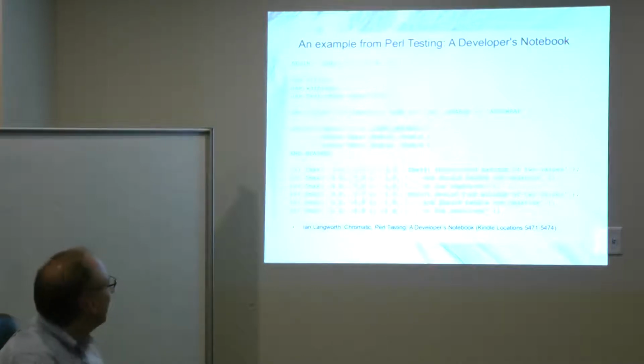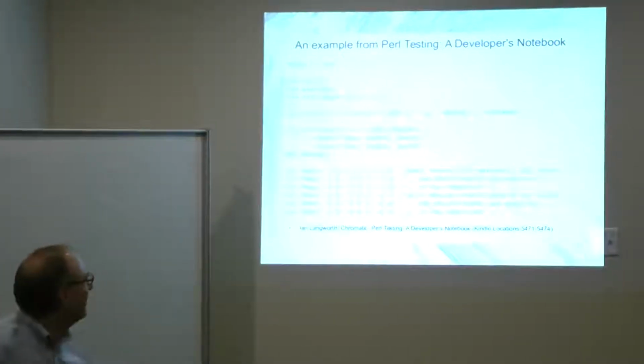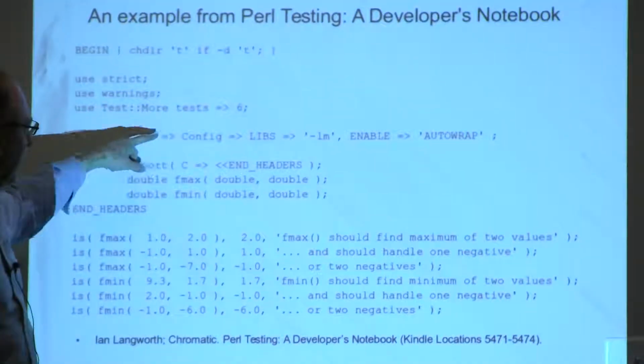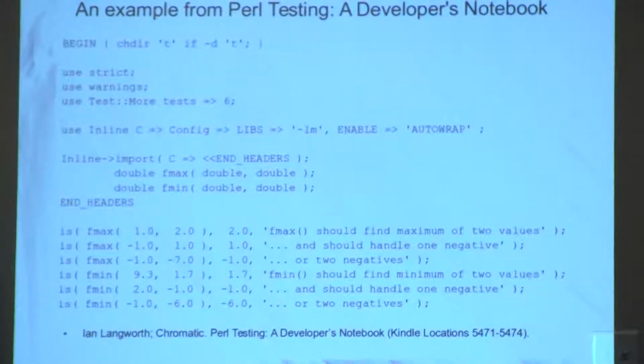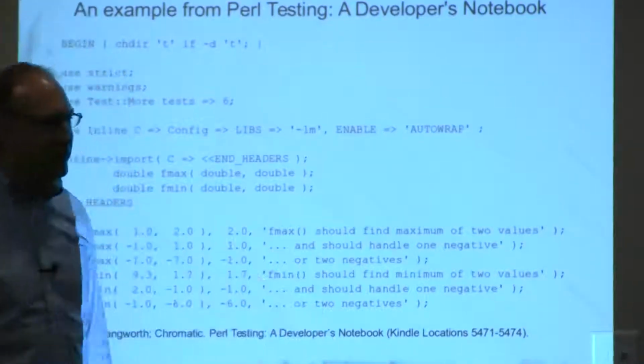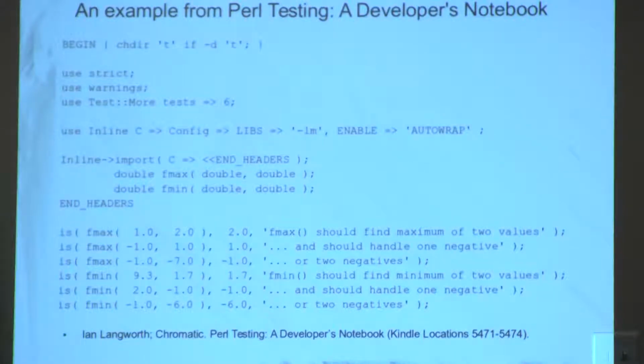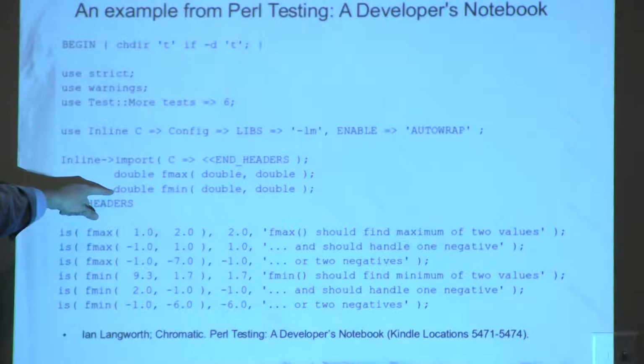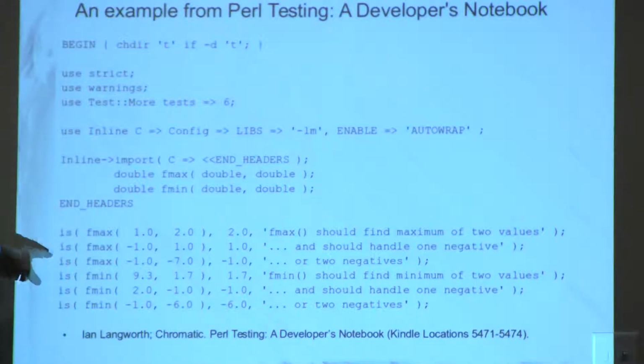Okay, here's an example from Perl Testing: A Developer's Notebook. That's a book by Chromatic and Ian Langworth. So here they're using Inline C. Inline C has a feature where you can give it a header file for a C library, and it will automatically wrap each of those functions in XS code for you. You don't have to really write anything. There's no C here, right? Now we're going to import just the functions that we want to test, and now we're just going to use Test::More to test our C functions, right there. We gain the ability to do rapid test prototyping using Perl strengths, and we're testing C code.